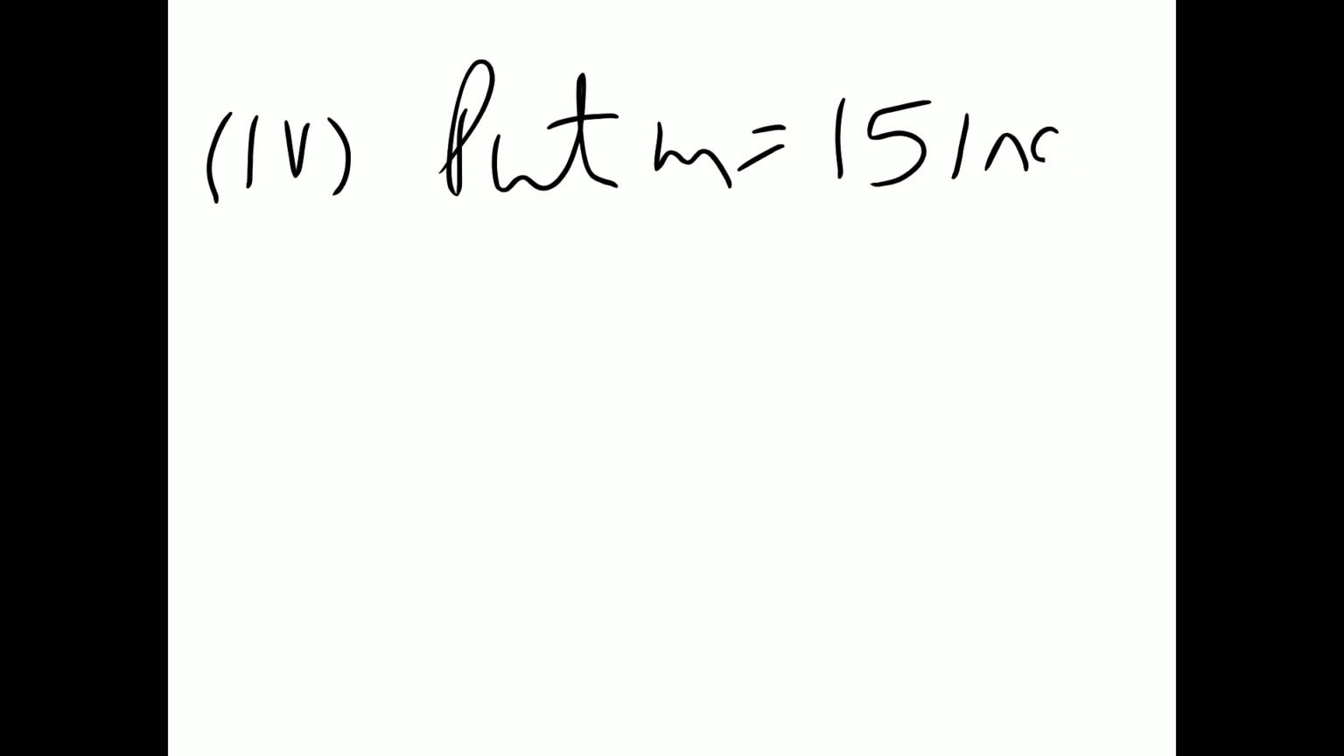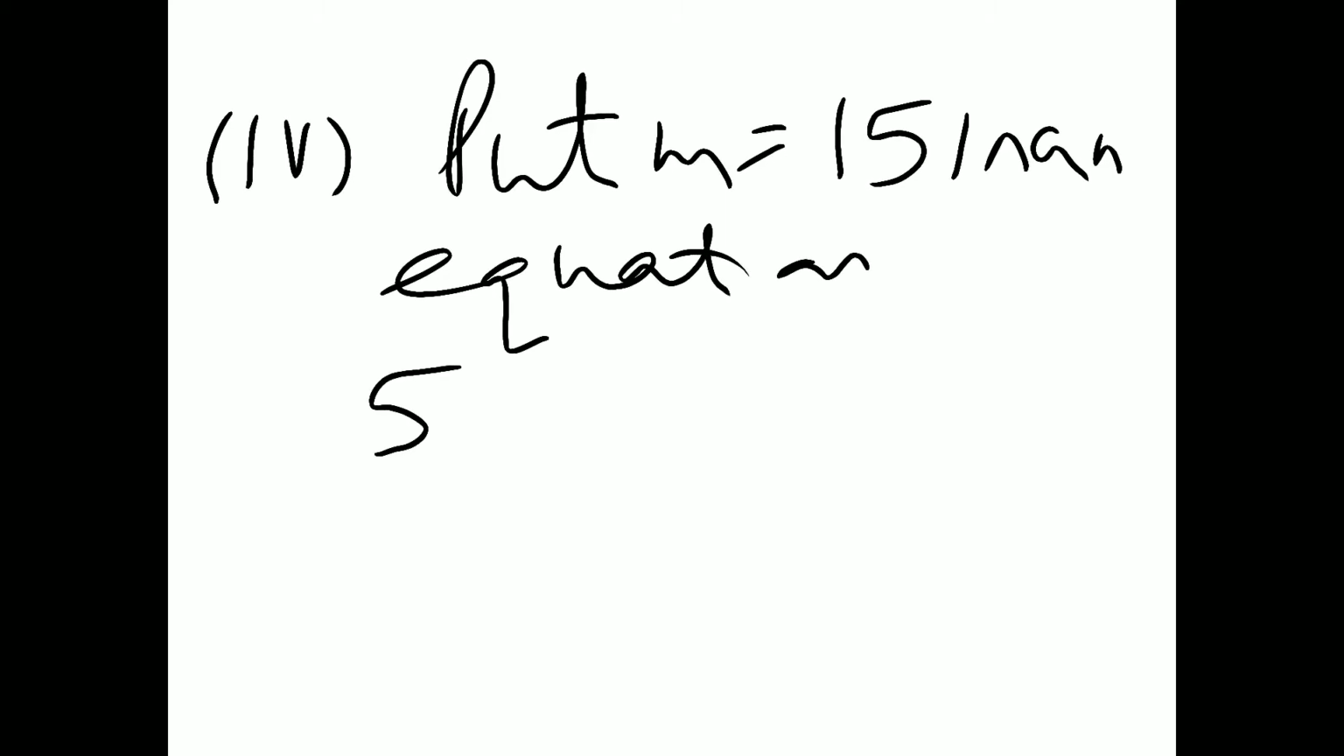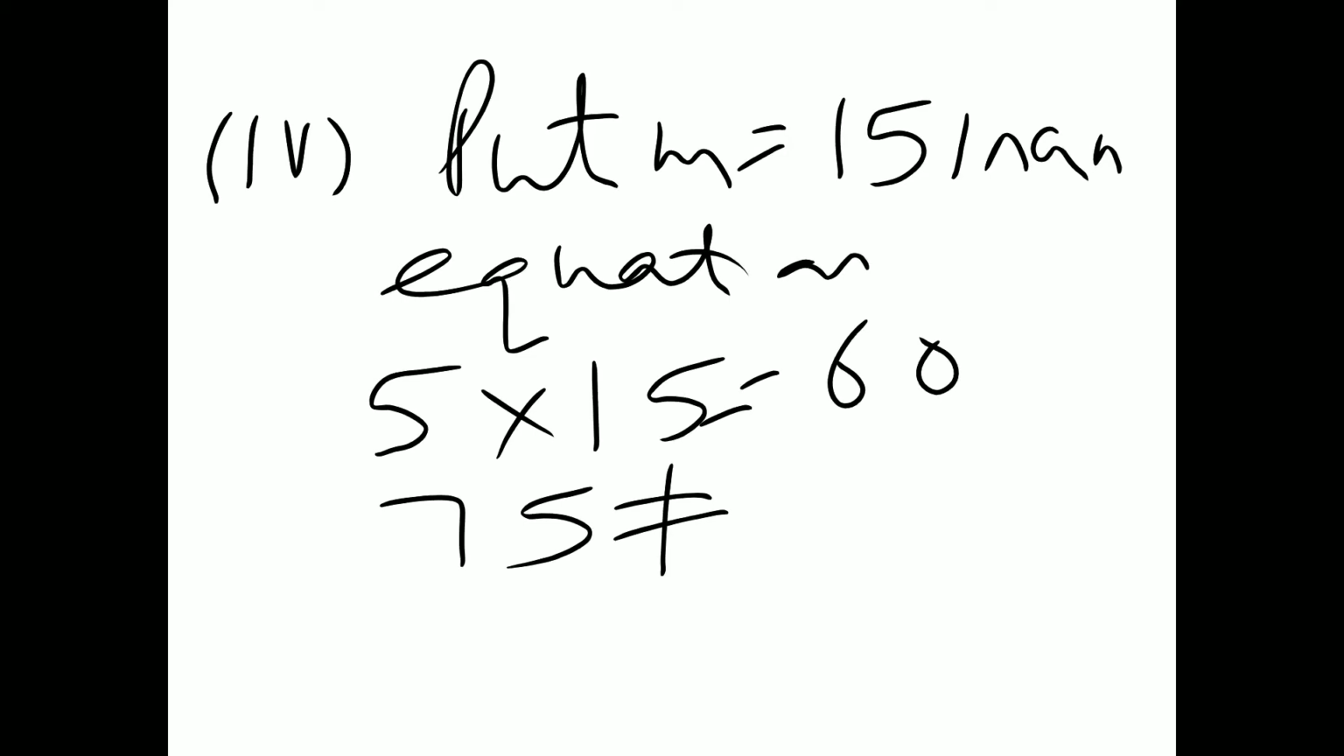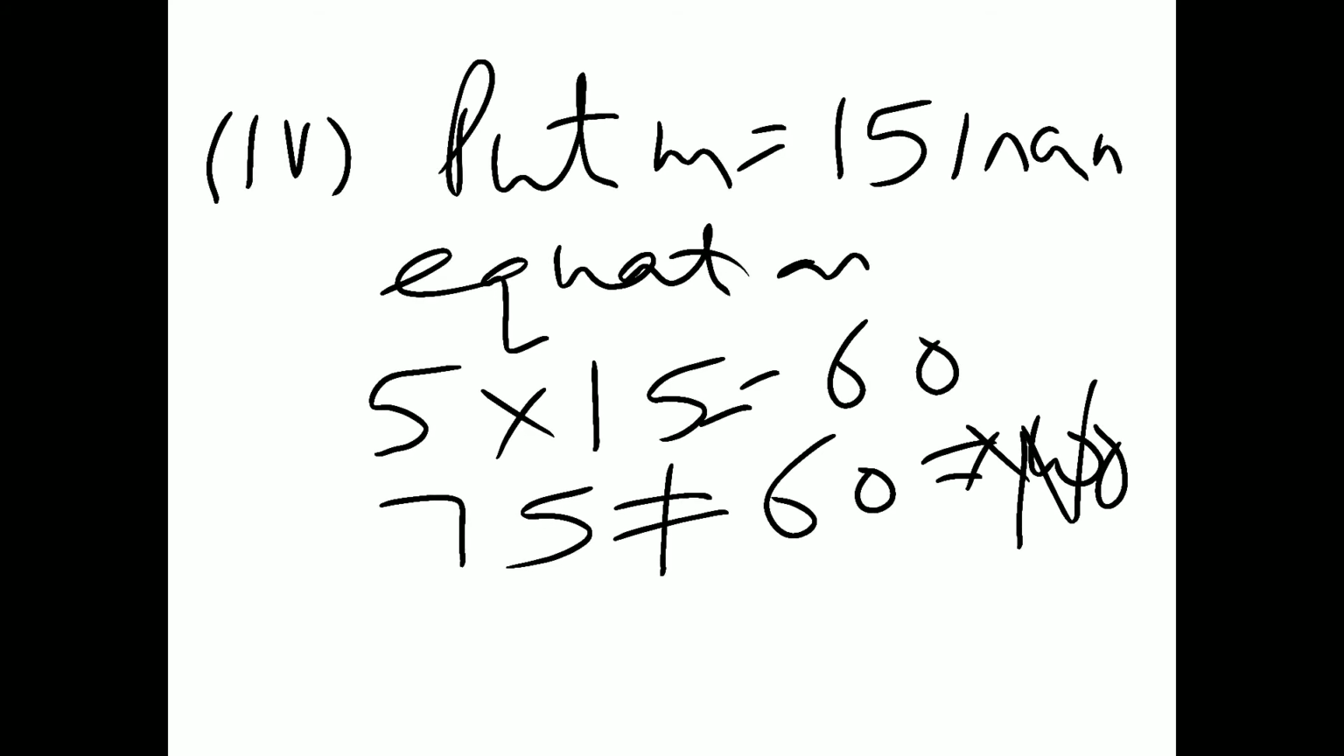Now we do fourth one. Fourth time, this time they said you have to put m is equal to 15 in the equation. Clear? So now you put m is equal to 15. 5 into 15 is equal to 60. So 5 15s are 75. 75 is not equal to 60, so you write no. Clear, students? So you write here no. Clear? Now we do B part of it.